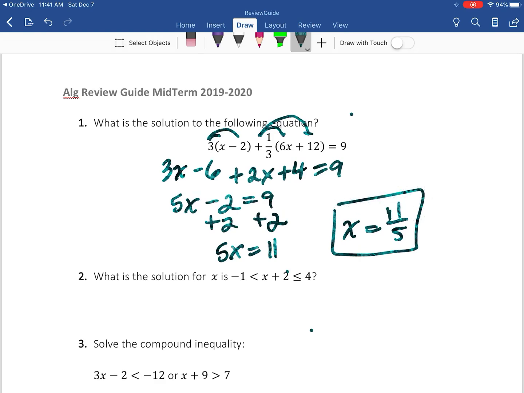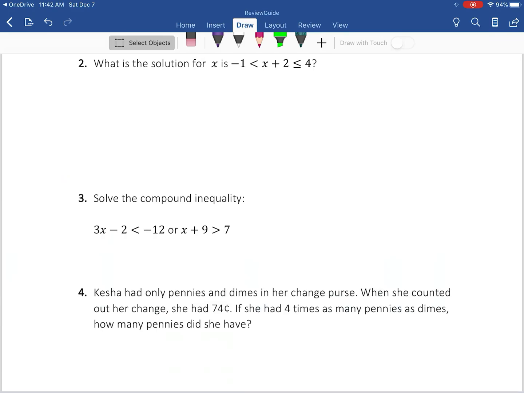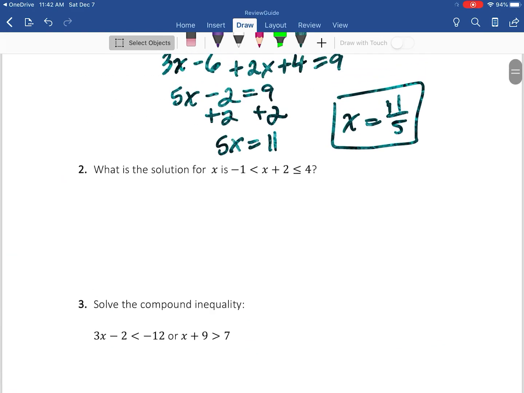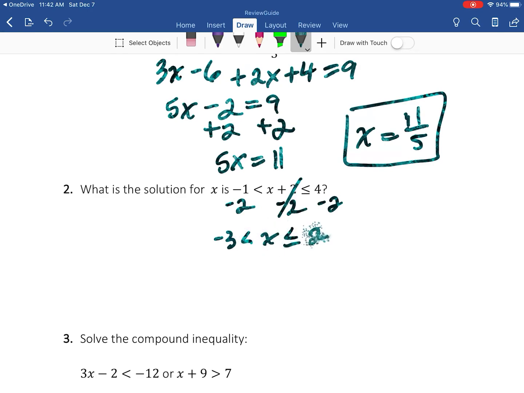Okay, next question. What is the solution? So just like above, now this is a compound inequality. As a reminder with compound inequalities, we want to get the x by itself in the middle. So we need to take this plus 2 and subtract it. We're going to treat these inequality symbols, the less than and the less than or equal to, as equal signs. So I need to subtract from all sides. So then this is going to give me negative 3 less than x less than or equal to positive 2.